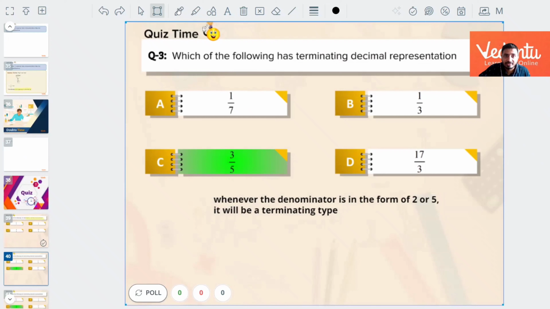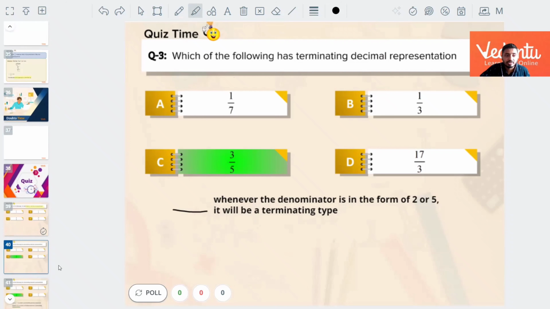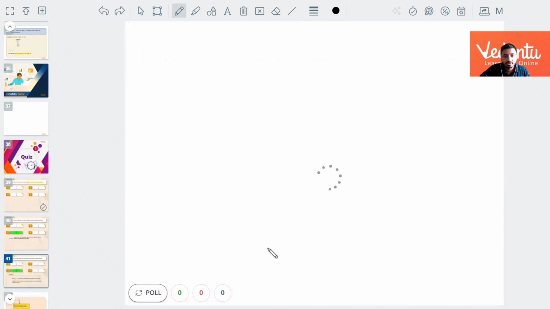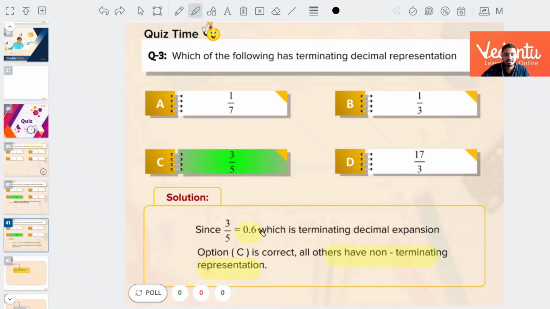So what is the hint? This is your hint. Whenever the denominator is in the form of 2 to the power n or 5 to the power m, not a multiple, it will be a terminating type. Or you can check simply by dividing also. 3 by 5 is 0.6. It's a terminating decimal expansion, and all others have non-terminating representation. Therefore, option C is correct.